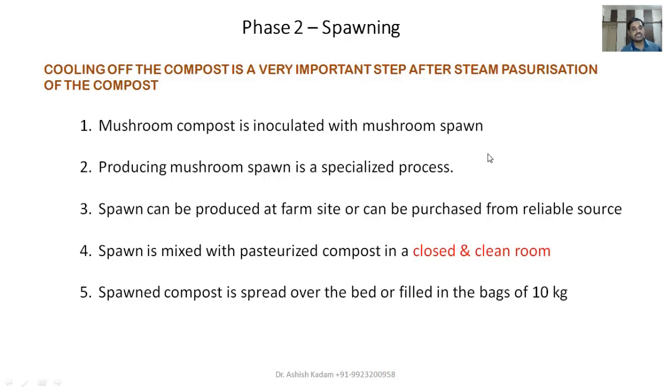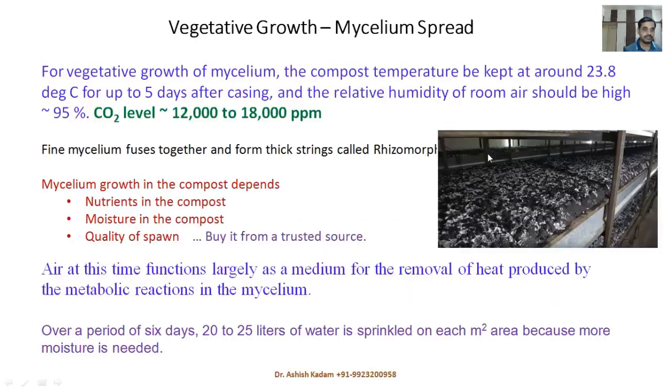The spawned compost is spread either over the bed, or we can fill it in bags of 10 kg. Generally in India we follow the bag method of cultivation. Overseas, people use the bed method, because the bed method is an industrial method of button mushroom farming. So after the spawning, or after the mixing of the inoculated grain in the compost, we have to create a certain environment. So what is the environment required? Let us understand this from this slide.